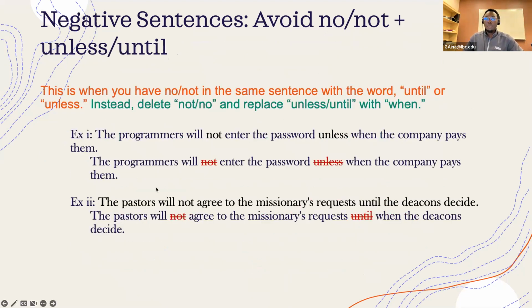Now the final part here is negative sentences. Avoid no/not in a sentence that contains the word unless or until. For instance, you can have a sentence that says the programmer will not enter the password unless the company pays them.